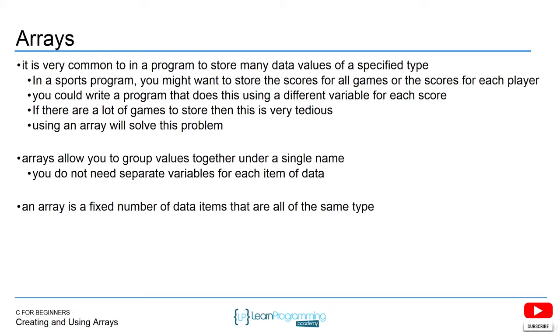An array is a fixed number of data items. They're all of the same type. The one issue with an array is that you can't change the size of the array. Once you create the array, it's always going to be that size. And the other restriction is that you can't store multiple types of data. If you declare an array that's going to store ints, it has to store ints. So a couple of limitations.